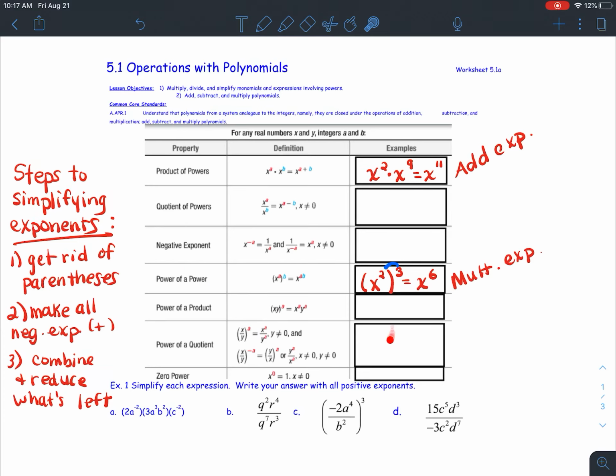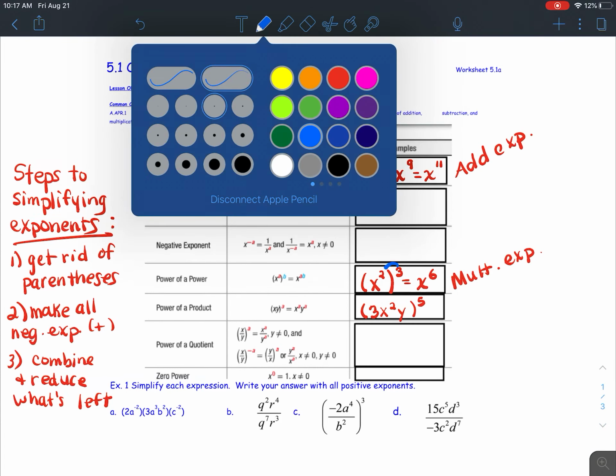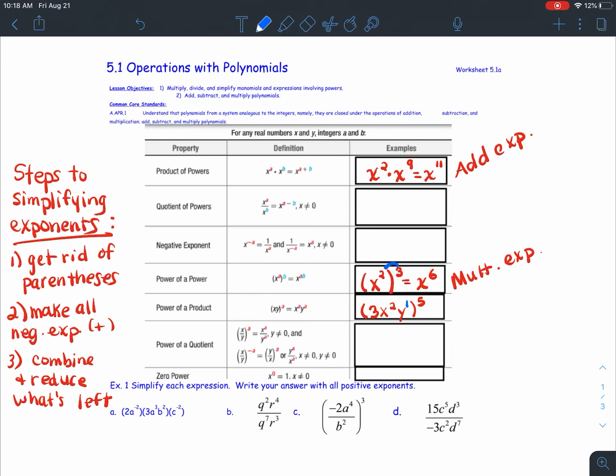Okay, now honestly, the two properties underneath this power of a power property, these are really just extensions of the power of a power property. So I'm going to go ahead and look at these two because it's this same idea. So a power of a product. So that's really just saying what you might have in the parentheses are things that are multiplied together, like a 3 times an x squared times a y, but then that's all raised to the 5th power.